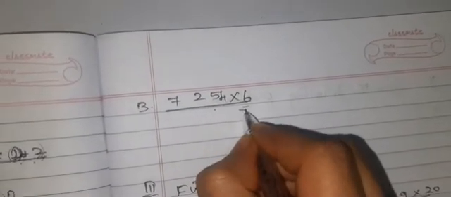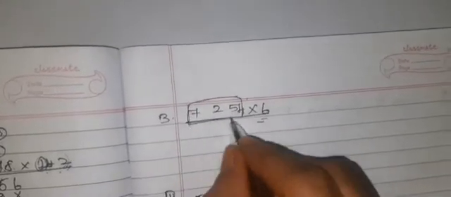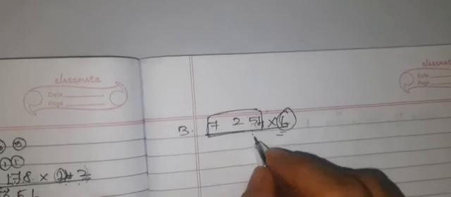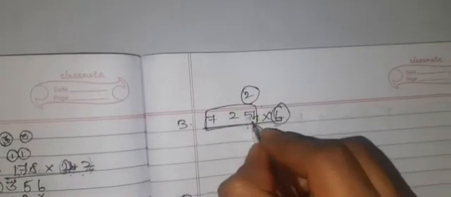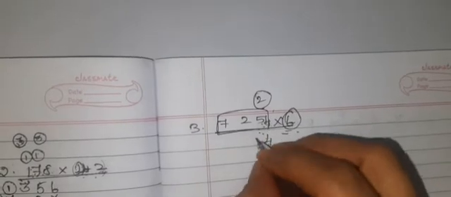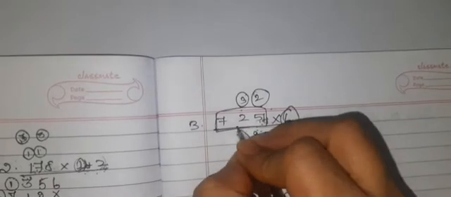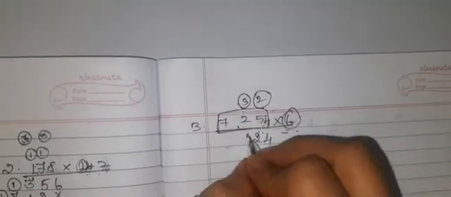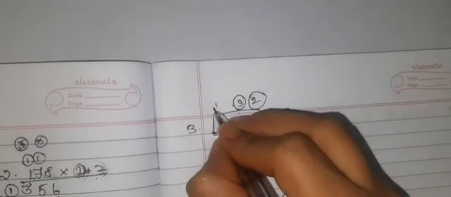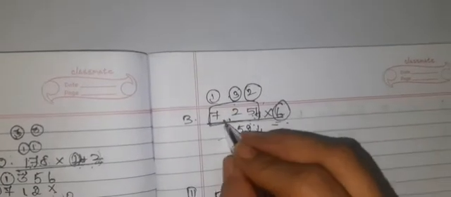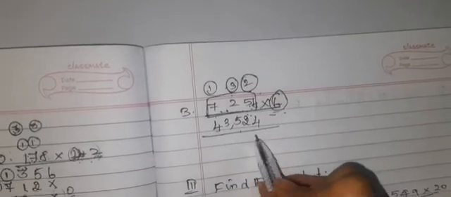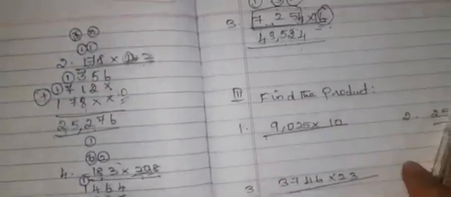7,254 multiplied with 6. You're going to multiply all these numbers with the one digit value. 6 4s are 24. Take carry to the tens place value. 6 5s are 30. 30 plus 2 is 32. Take carry to the hundreds place value. 6 2s are 12. 12 plus 3 is 15. Write 5 here and take carry to the thousands place value. 6 7s are 42. 42 plus 1 is 43. The product of 7,254 multiplied with 6 is 43,524. In the same way, you are going to solve the rest of the problem, students.